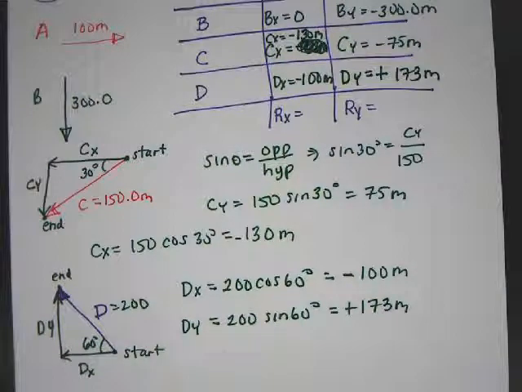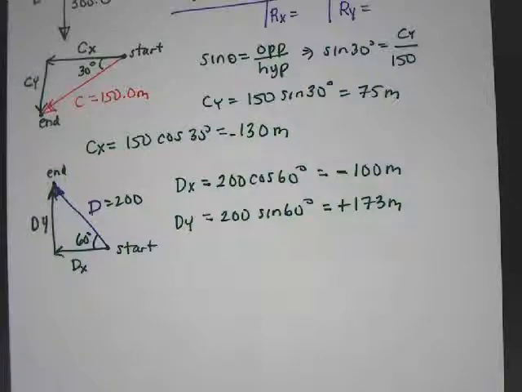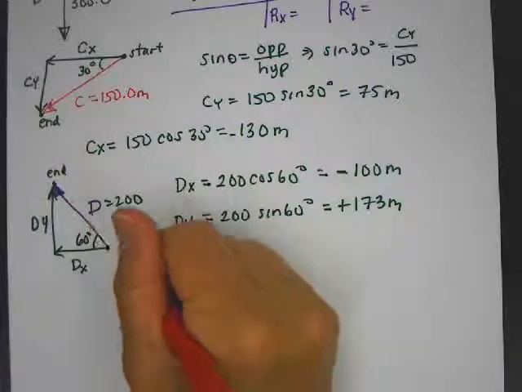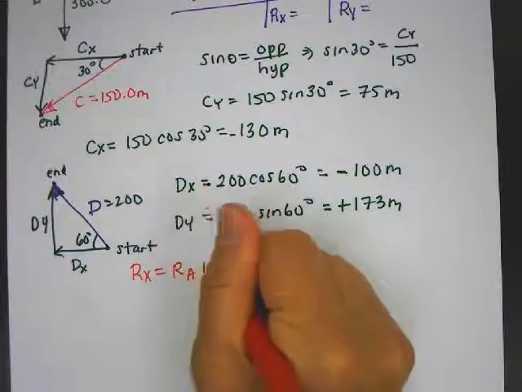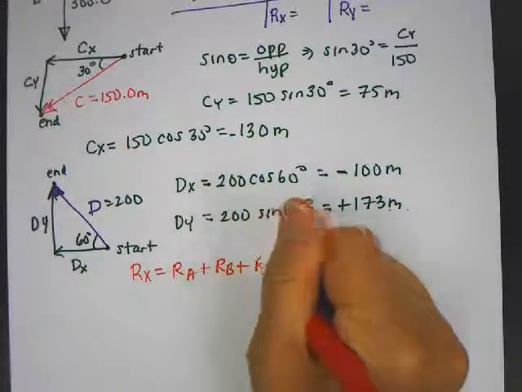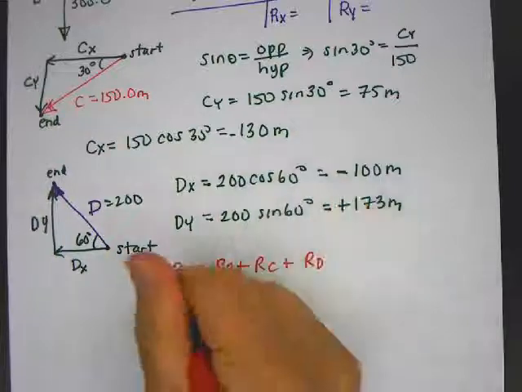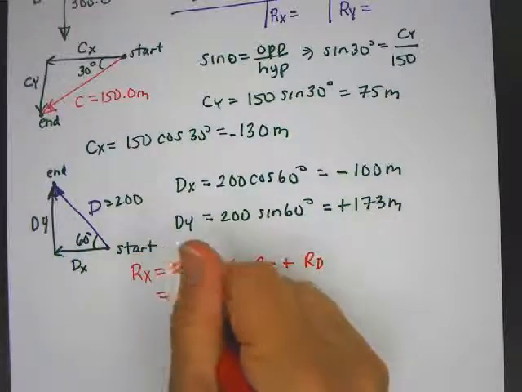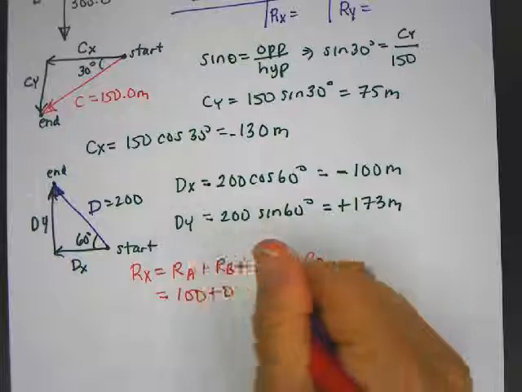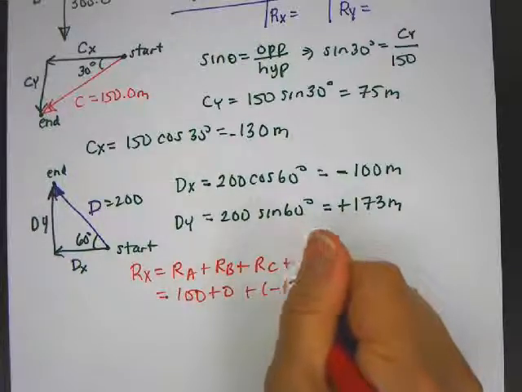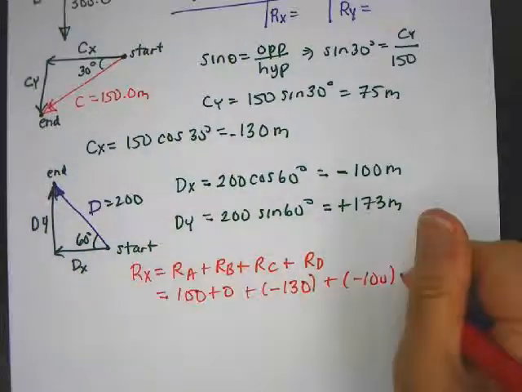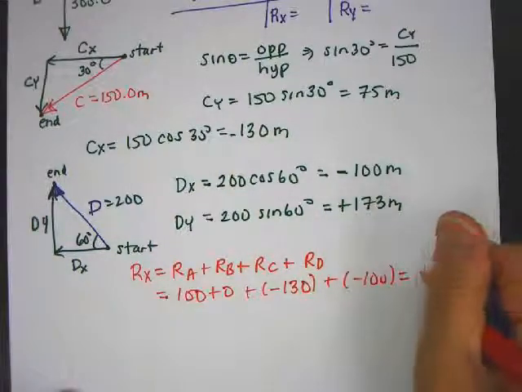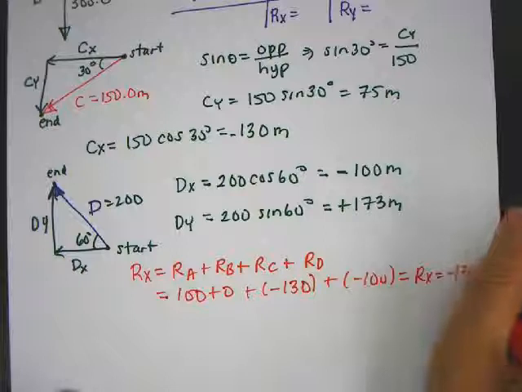Now what do I do? Well, I have to add up all my x's and all my y's. So now I'm going to say that Rx is equal to Ax plus Bx plus Cx plus Dx. So that's going to be 100 plus 0 plus negative 130 plus negative 100. So Rx comes out to be negative 130.